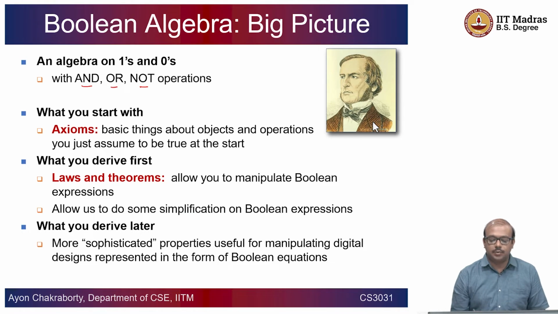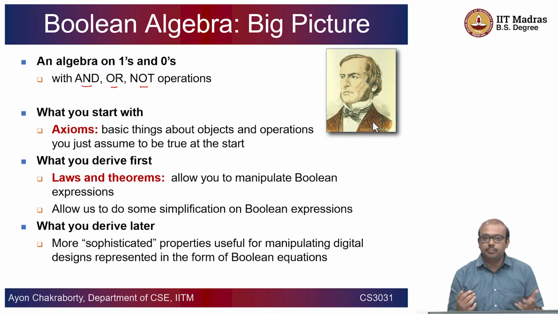You are going to start with a basic set of axioms. So that is something that we assume to be true before we delve into this topic. Those are known as axioms, and then you will derive some laws and theorems that are going to allow you to manipulate these Boolean expressions, right?